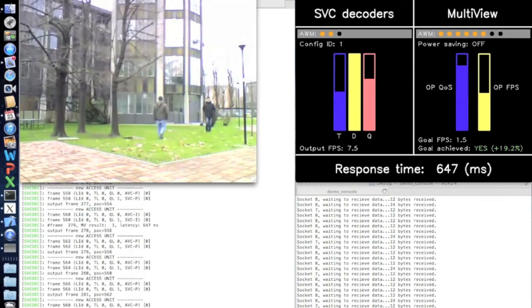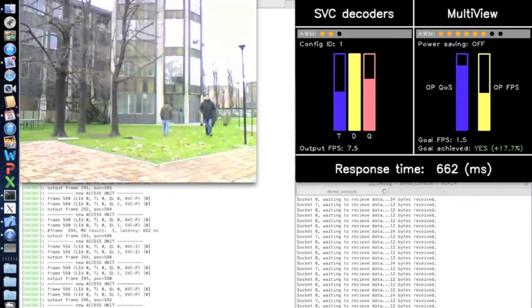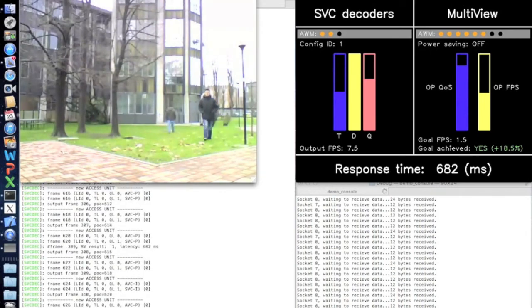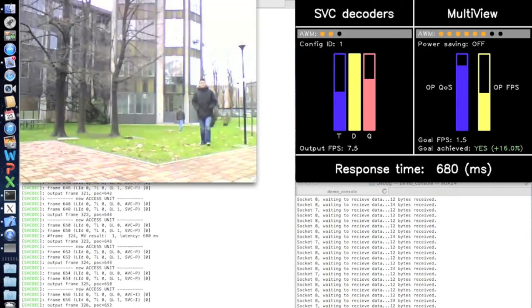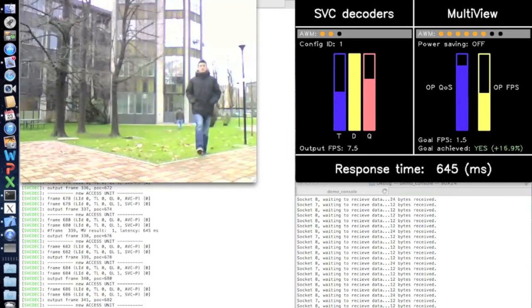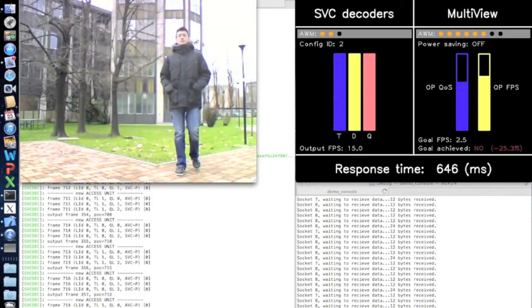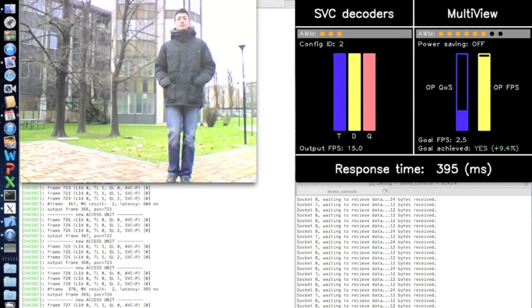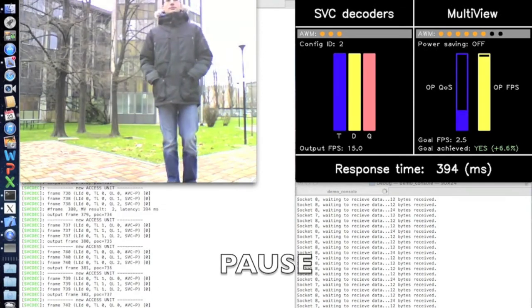The previous person is approaching the cameras. When he gets over a distance threshold, then the highest configuration will be triggered. Now, you can see that the SVC decoders are decoding the highest layer, which corresponds to 15 frames per second, while before the frame rate was 7.5, and at the same time the quality of the output video is much better now.